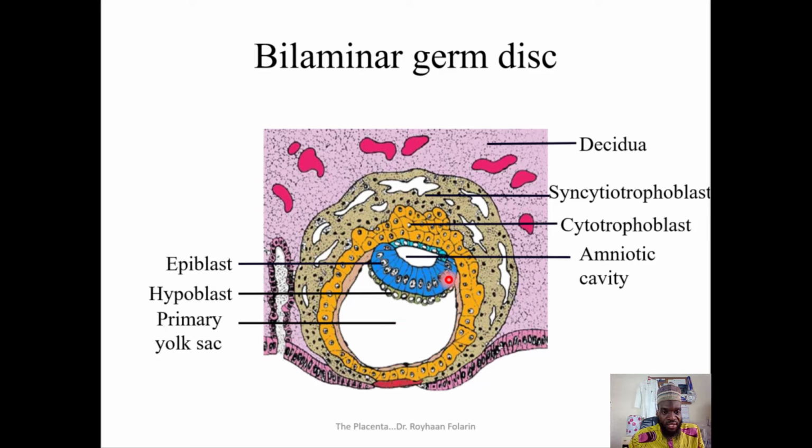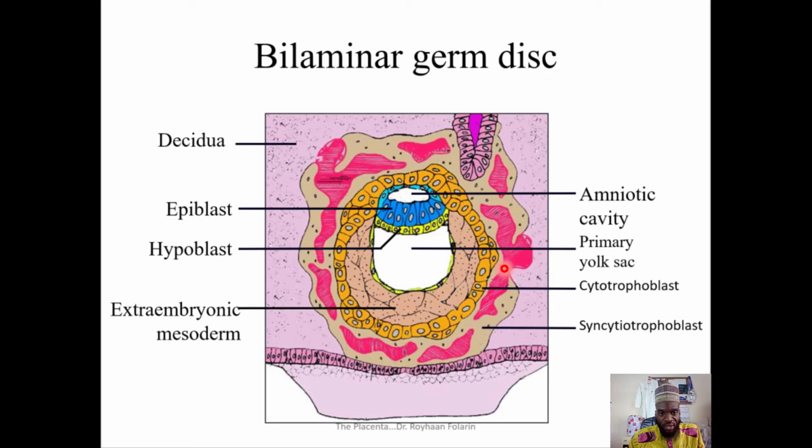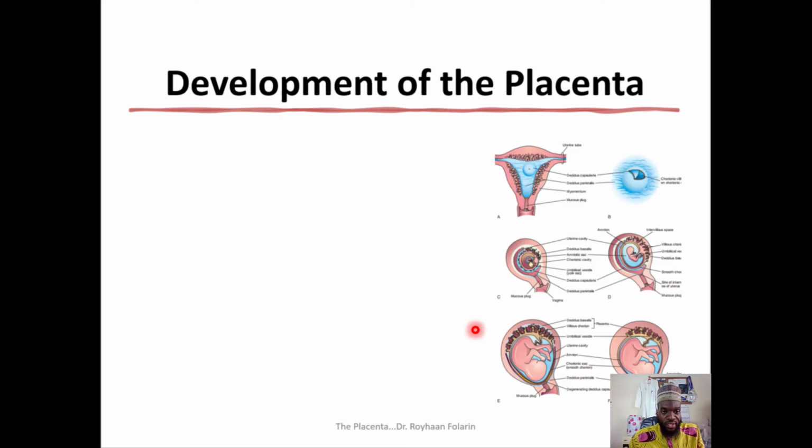So at this stage, this is a bilaminar germ disc, and this part is known as the epiblast, and then this is the hypoblast, which will be ventral, and the epiblast, which will be dorsal. So here is the primary yolk sac. But importantly, we are drawing reference on the trophoblast, which is on the exterior here, which further differentiates into the cytotrophoblast and then the outer syncytial trophoblast. You appreciate that in this picture as well. So here is the cytotrophoblast, okay, and then here is the syncytial trophoblast.